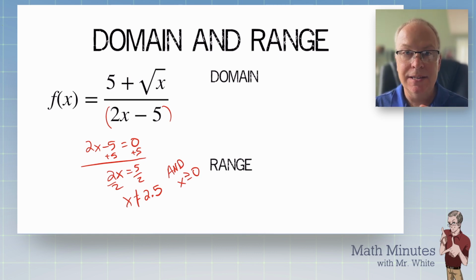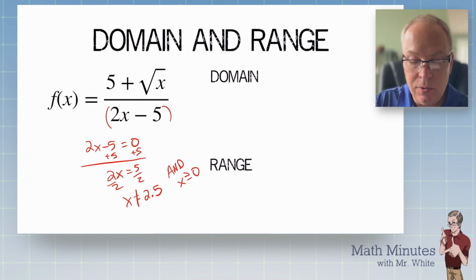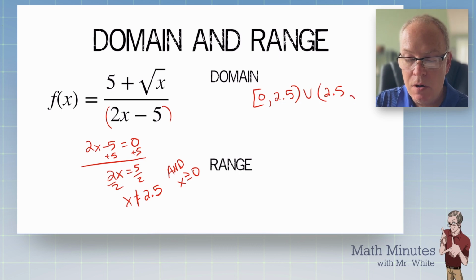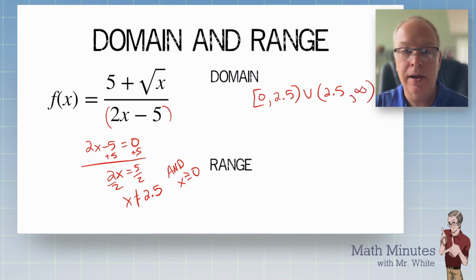How do we merge that together? Well, basically, we're allowed to plug 0 into this function. We're allowed to plug everything else but 2.5. We've got to skip 2.5. So I'm going to write it like this, 2.5, and then we could go all the way to infinity on the other end. So see how I did that sort of algebraically and numerically and analyzing that to figure it out. Now what about the range?